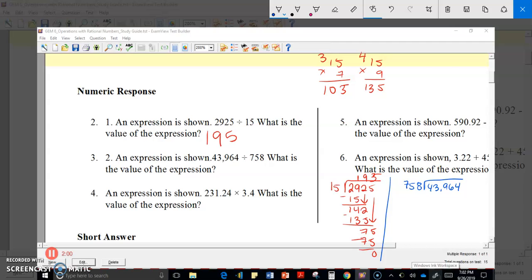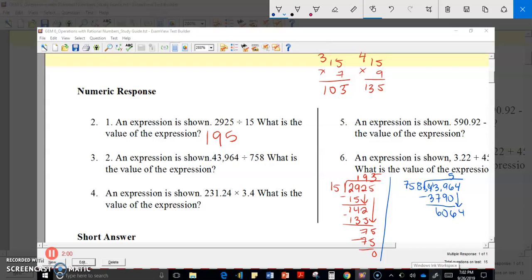I'm not going to lie, I'm going to use my calculator to help me out here for the sake of time. 758 times 9 is going to be over 6,000. That's still going to be too big. We're going to go with 5. 758 times 5 gives us 3,790. Can't do 3 minus 7, but I can do 13. Then we bring down that 4.